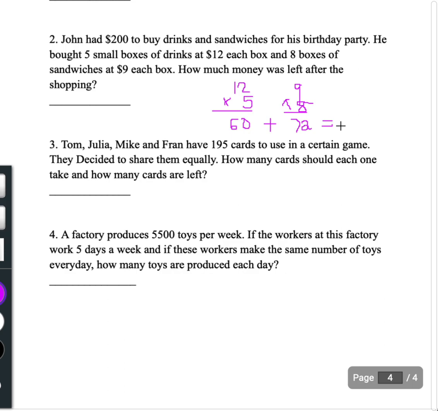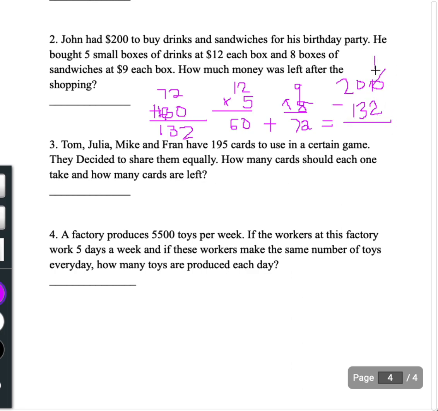So 60 plus 72. If you don't know that, you can always do it on the side, but we can do it for you real quick. Plus 60. So 2 plus 0 is 2. 7 plus 6 is 13. So it's 132. But we wanted to know how much was left. And he had $200 in total, and he used 132. So how much does he have left?